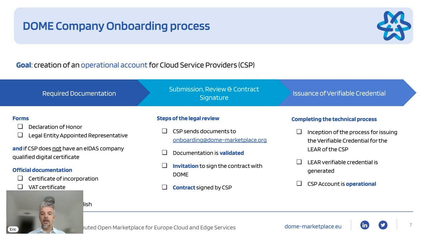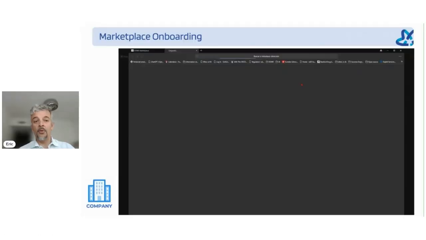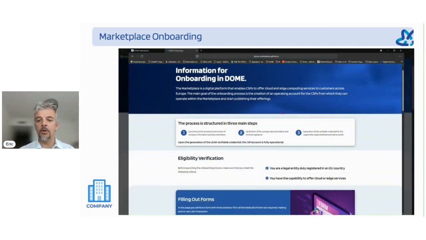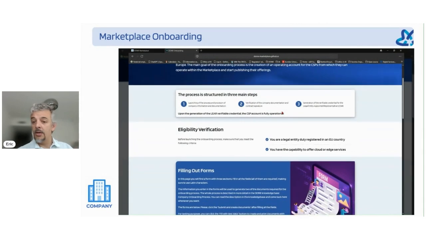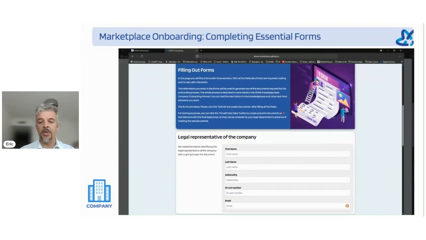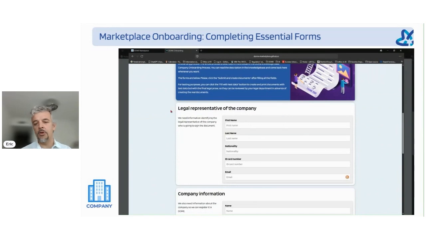Now, let's see how this works in practice. So we put a video now. So if you want to register, you press the register button in the upper right corner in the landing page of the DOM. You will find there the online forms to provide the requested information, along with general information about the description of the process, its purpose, etc.